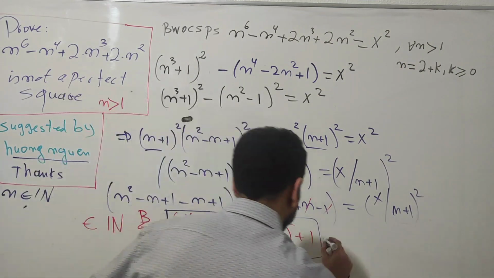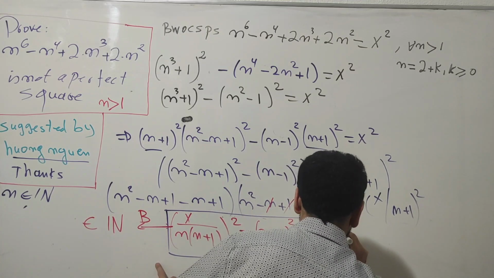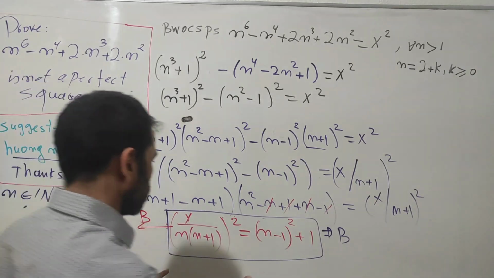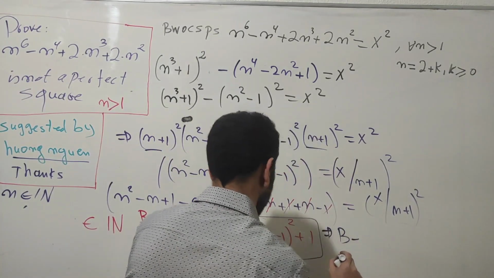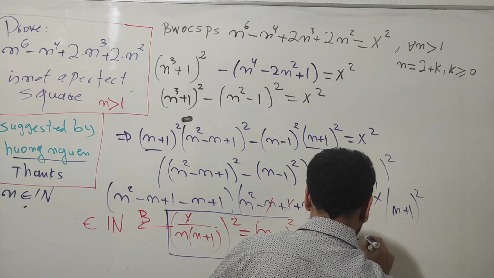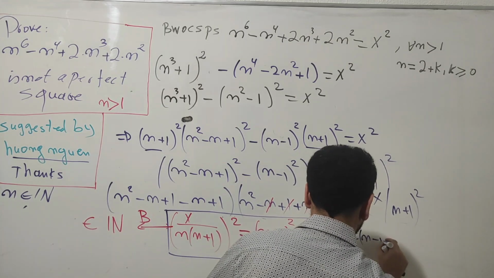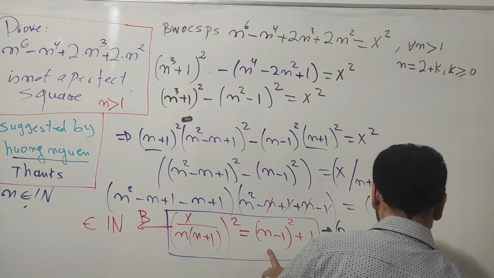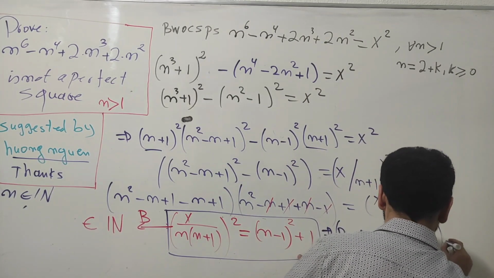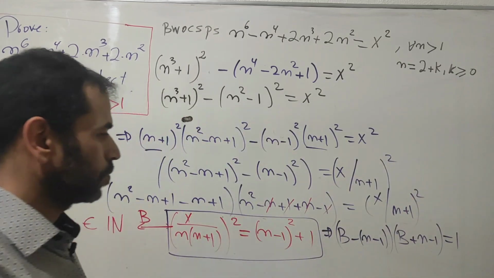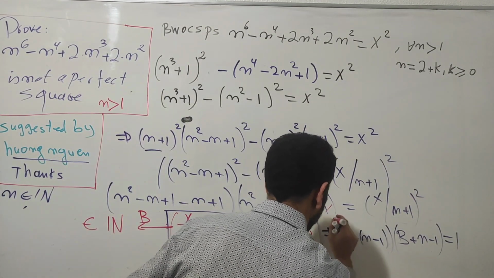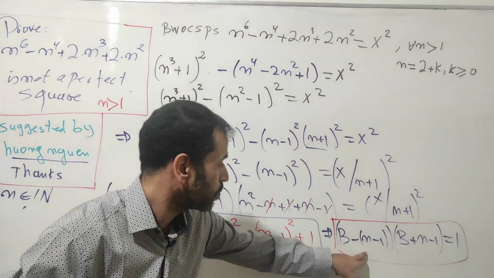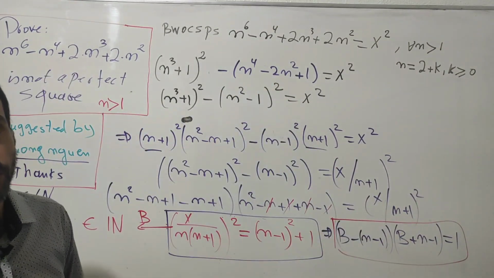So I get the following. I get B squared, because I'm replacing this fraction with B. Then I will have B minus n minus 1 factor B plus n minus 1, which equals 1. Now I have extracted a nice factorization here. What to do? I'm going to take this expression at the top and continue solving our equation.